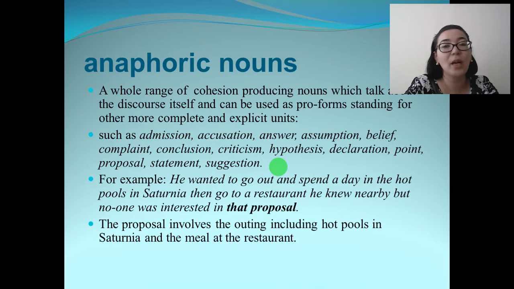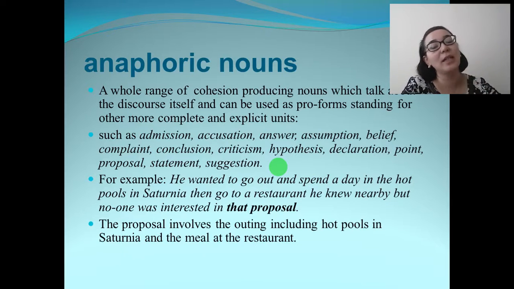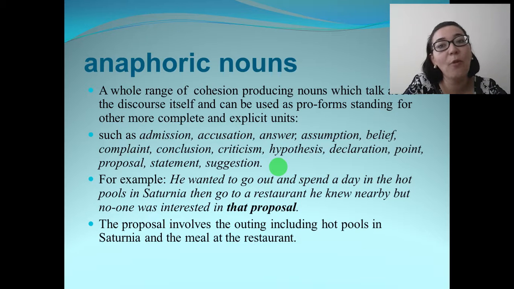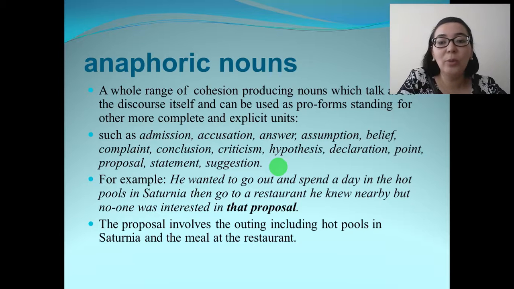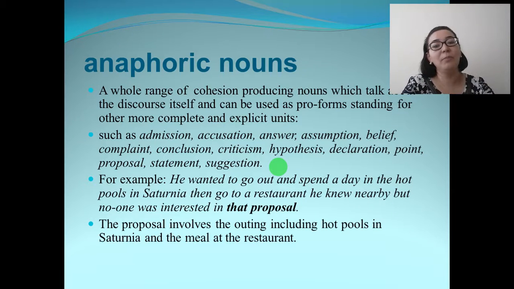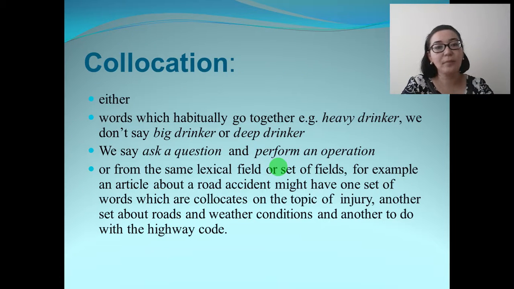Anaphoric nouns are a whole range of cohesion-producing nouns which talk about the discourse itself and can be used as pro-forms standing for other more complete and explicit units, such as admission, accusation, answer. The proposal involves the outing, including hot pools in Saturnia and the meal at the restaurant.